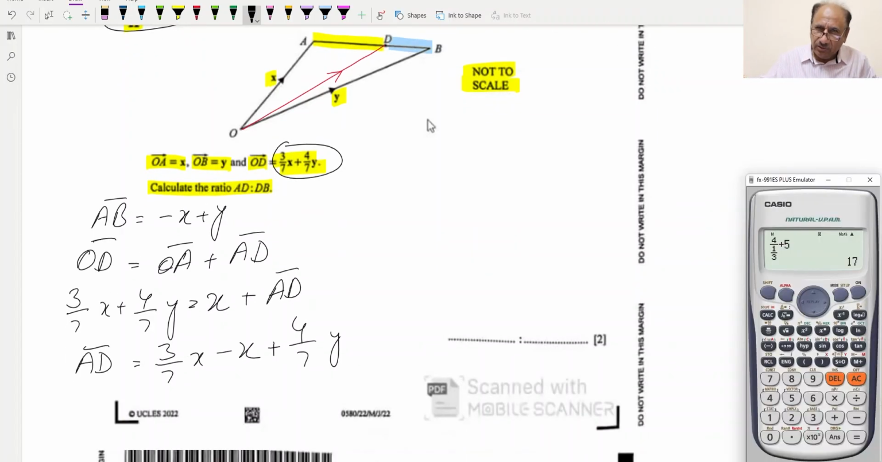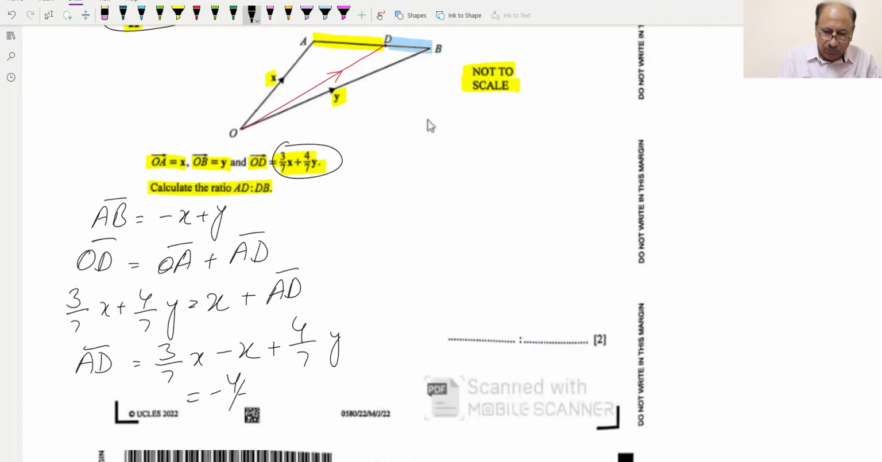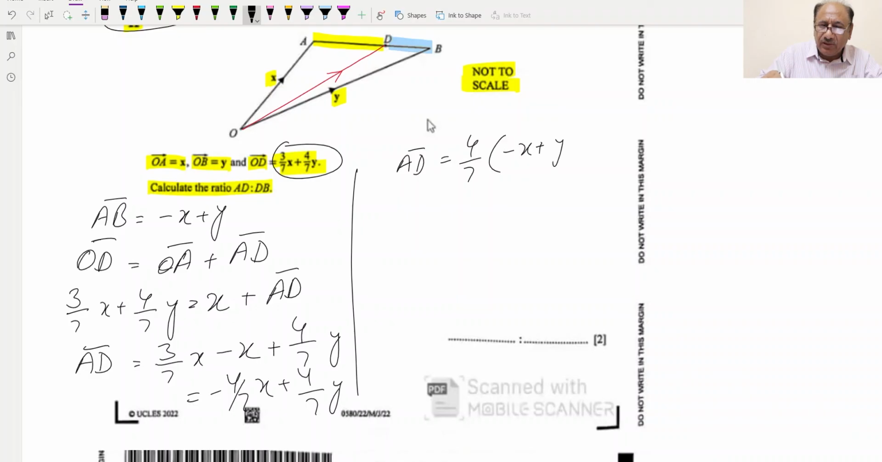This will be 3 over 7 minus 1. So minus 1 will be equal to minus 4 by 7. So we can write here minus 4 by 7 x plus 4 by 7 y. So we can take common. So AD will be equal to 4 by 7, we can take common. So it will be minus x plus y.